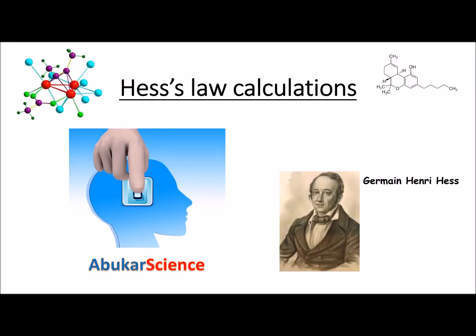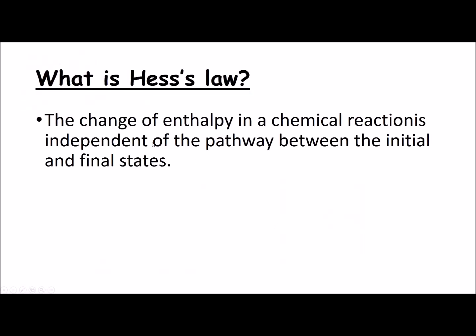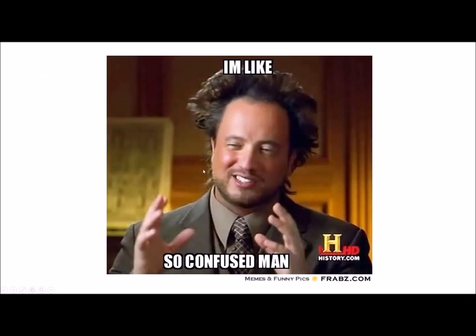In this video we're going to be looking at Hess's Law calculations for A-level chemistry. Now Hess's Law states that the change of enthalpy in a chemical reaction is independent of the pathway between the initial and final states. Now what on earth does that mean?